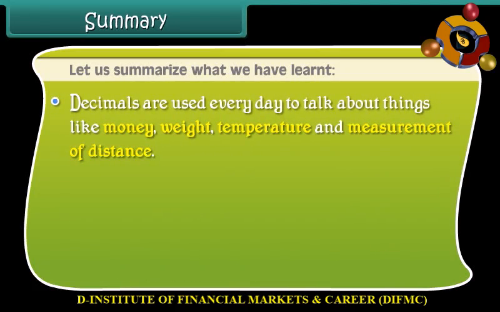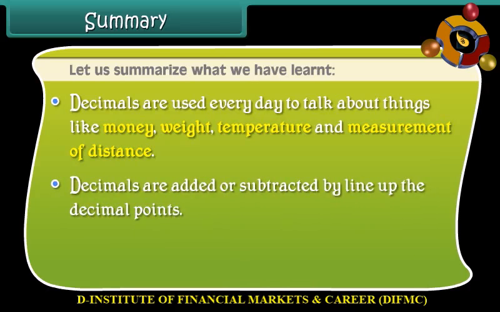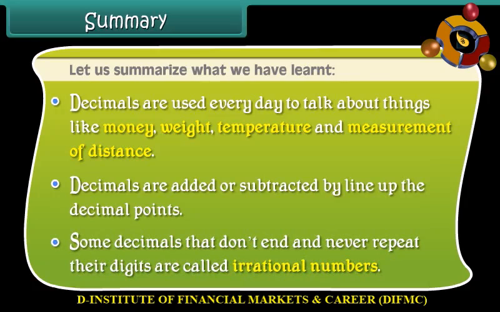Decimals are used every day to talk about things like money, weight, temperature, and measurement of distance. Decimals are added or subtracted by lining up the decimal points. Some decimals that don't end and never repeat their digits are called irrational numbers.